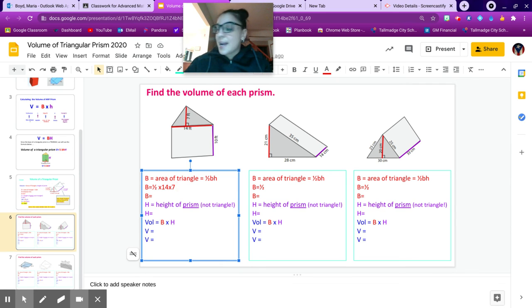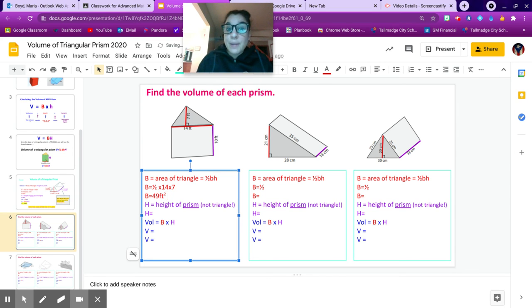So 14 times 7 is 98. And half of 98 is 49. Double check me because I might be wrong. I did that really quick. All right, so the area of the triangle is 49 feet squared.